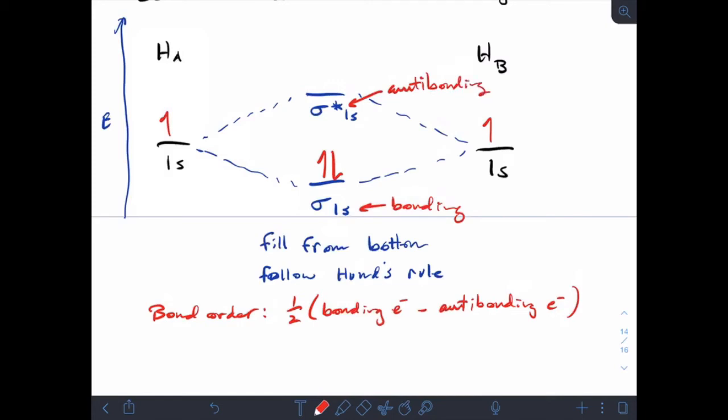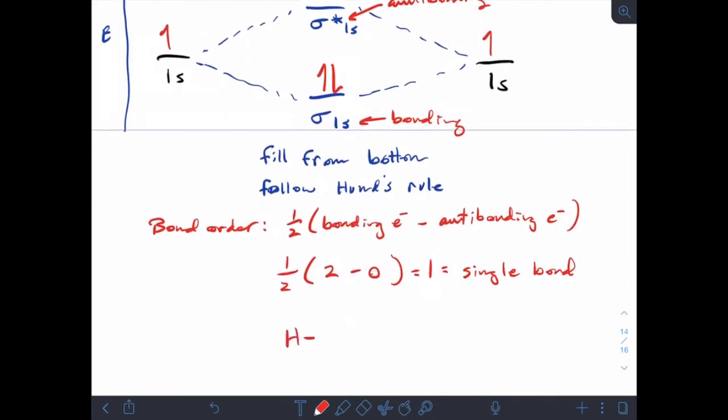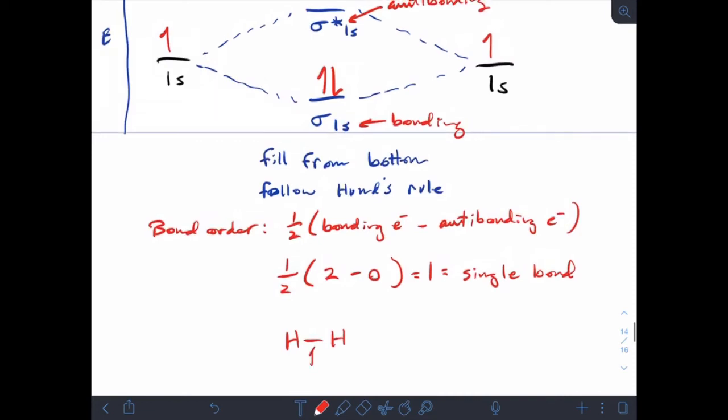So my bond order for this molecule, 1/2, I have 2 electrons in the bonding minus none in the antibonding, means that I've got a bond order of 1. And if you remember, a bond order of 1 means that I have a single bond. And that's what we would predict. That's what we've seen before: when we draw molecules of hydrogen, dihydrogen, they look like this, and so we would expect there to be a single bond.